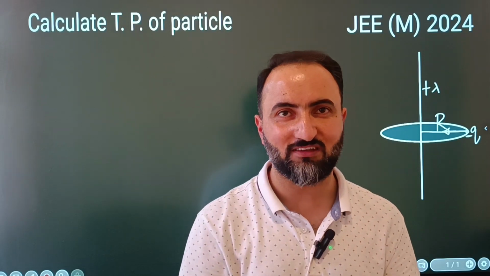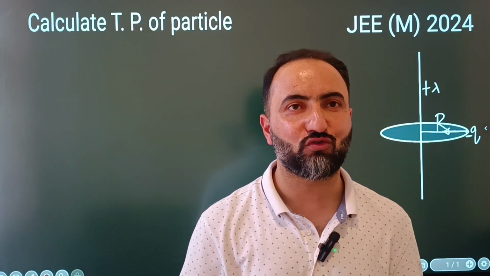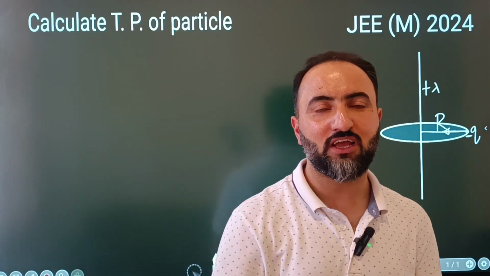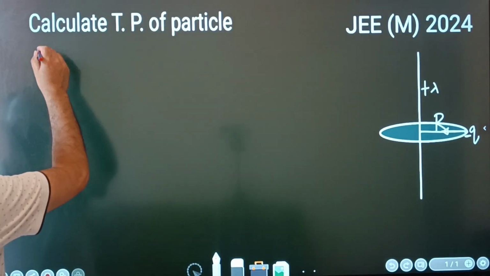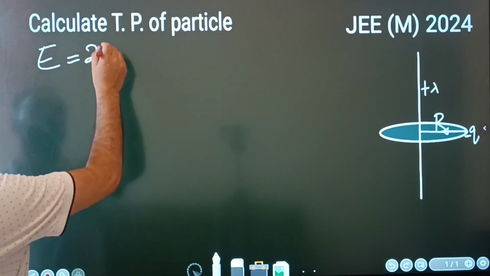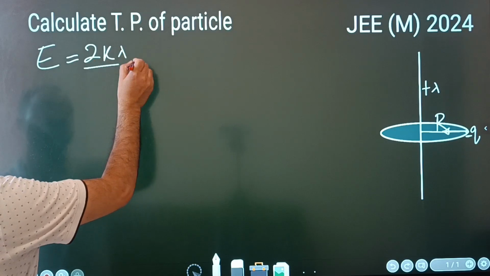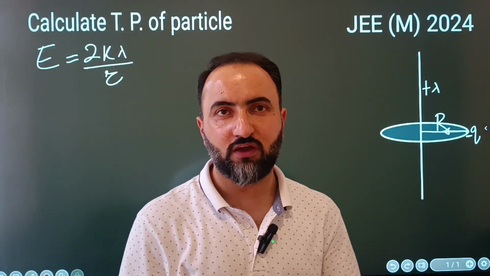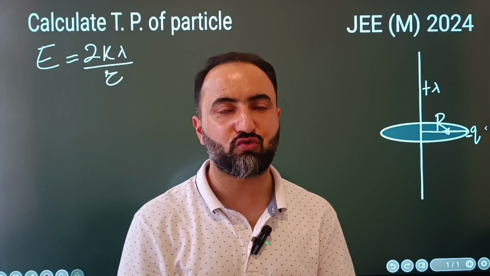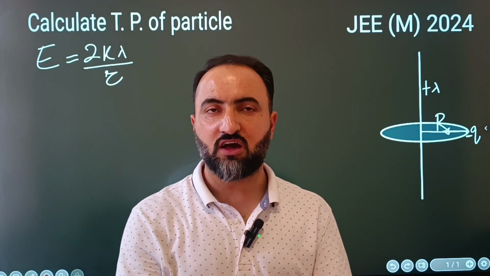So the starting point is like this. I'll write down the electrostatic field due to the line charge. That's like this: electric field equals 2 into k into lambda divided by r. This is the electrostatic field, where lambda is the charge density, k is the electrostatic constant, and r is the distance.